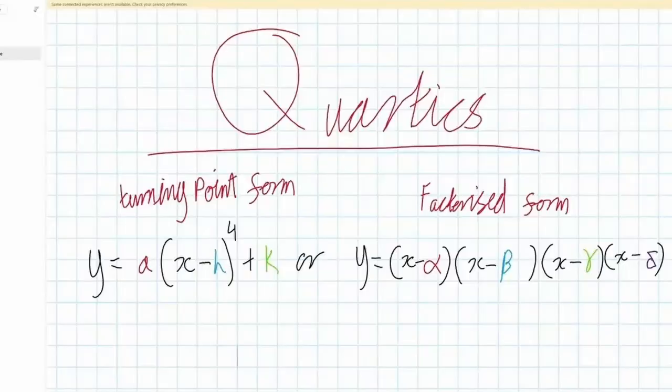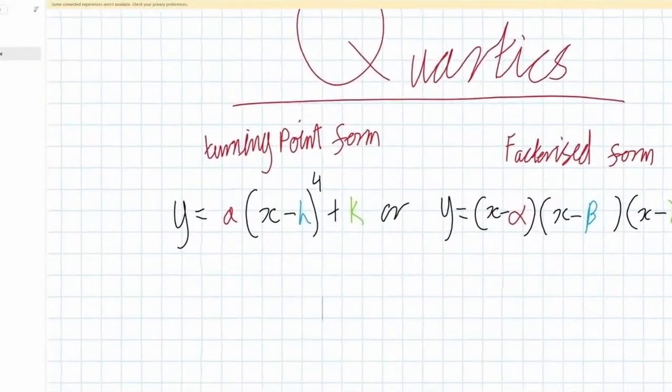Welcome to today's video. Today we're going to be looking at sketching quartics. Quartics come in two forms. We have our turning point form, which is y equals a(x minus h) to the power of 4 plus k. And then we also have our factorized form, which is when your quartic is laid out in factors. So I've just got y equals (x minus alpha)(x minus beta)(x minus gamma)(x minus delta). Of course, alpha, beta, gamma, and delta are just placeholders for any values that you could want to put in there.